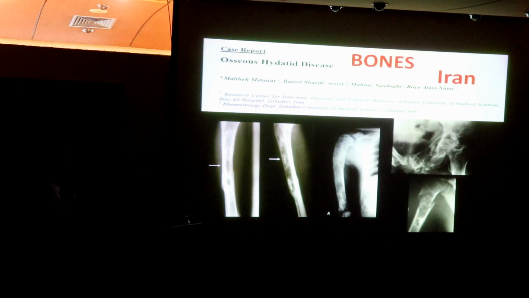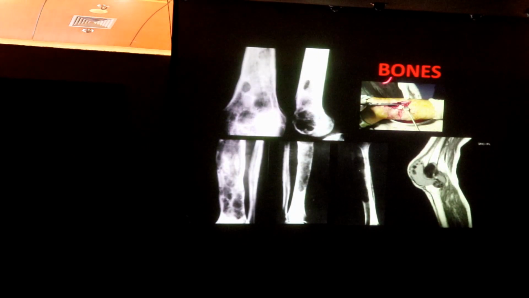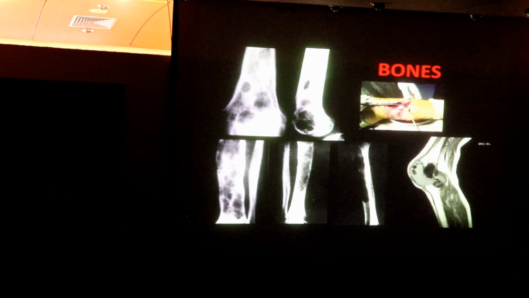It can affect the bones. This paper is from Iran, where it is also endemic. I think the experts in the world about hydatid are the Iranians, and the Turkish. Actually, the Iranians are more than the Turkish. Bones like this, see?